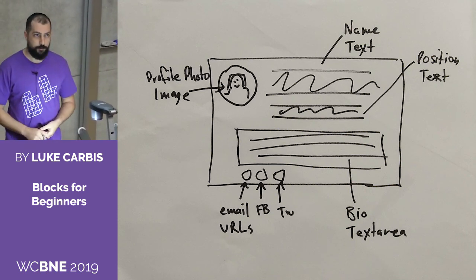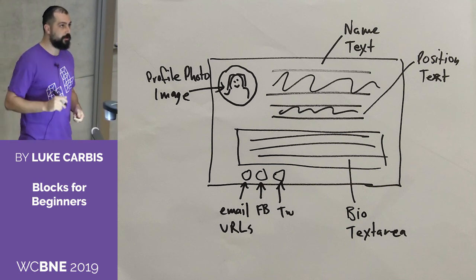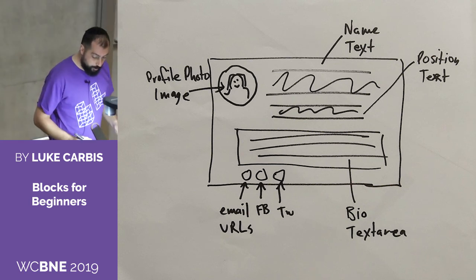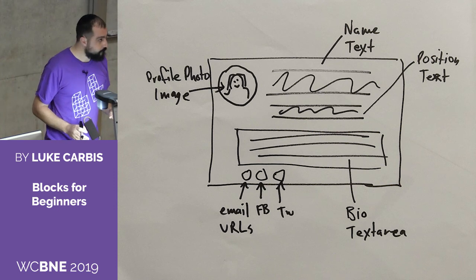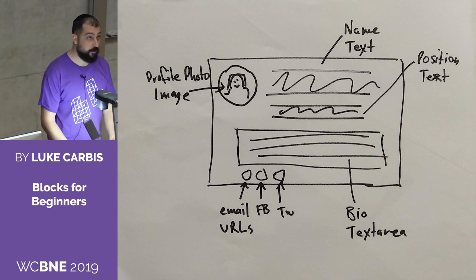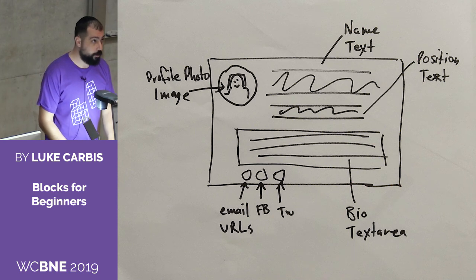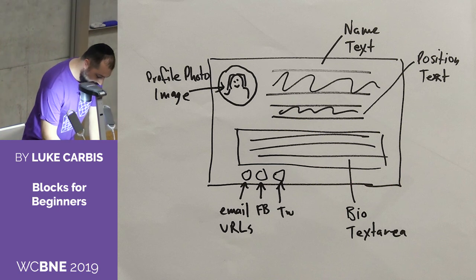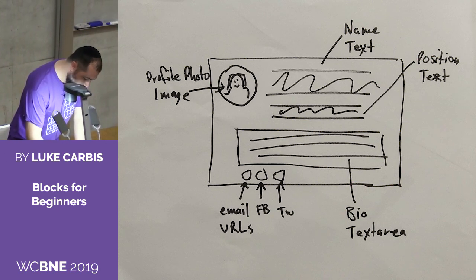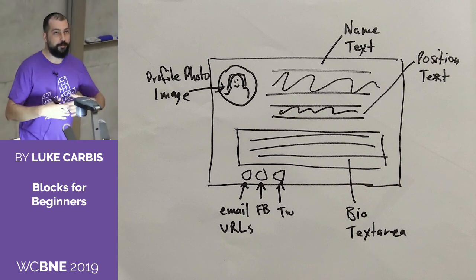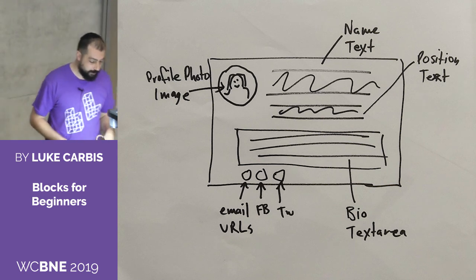Now, team member, what do we need? Call out to me some of the things that are going to be on this block. Photo. All right, we could do photo in a circle. Where do we want to put it? In the middle, on the side? Top, optional, top left, middle. Okay. We can make all these fields optional.